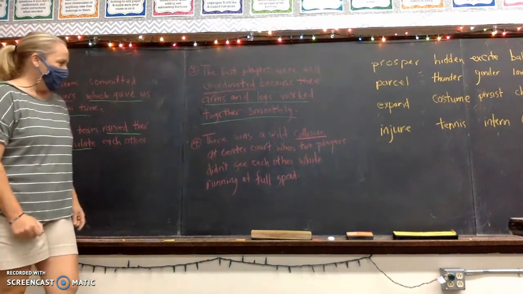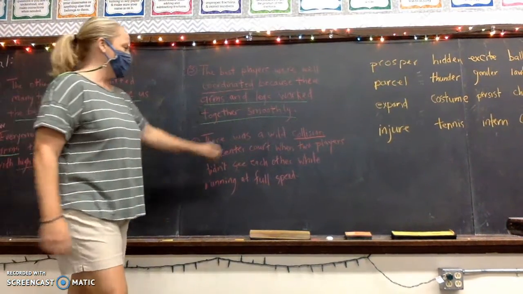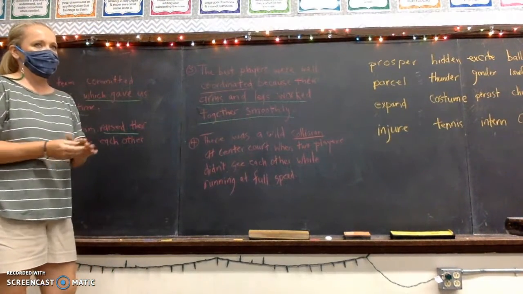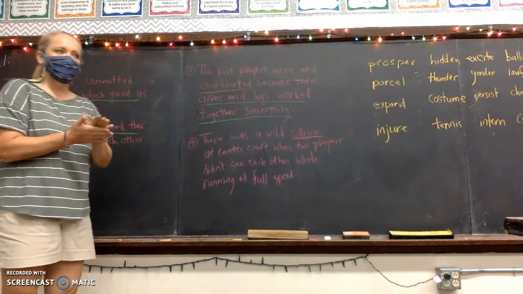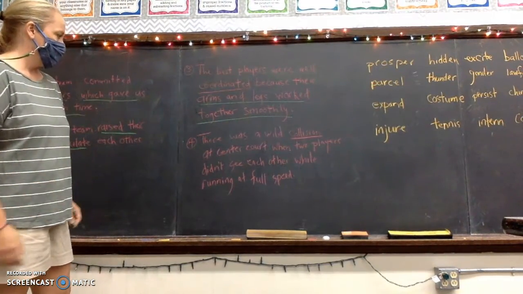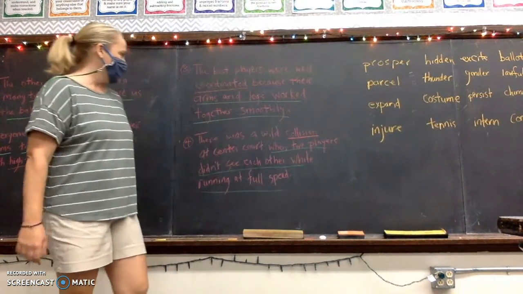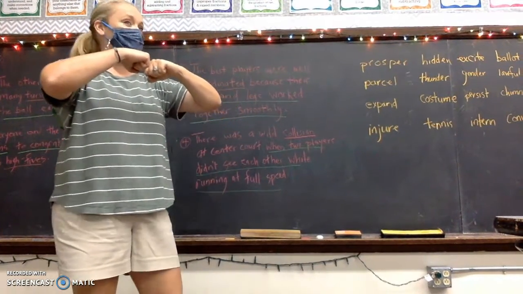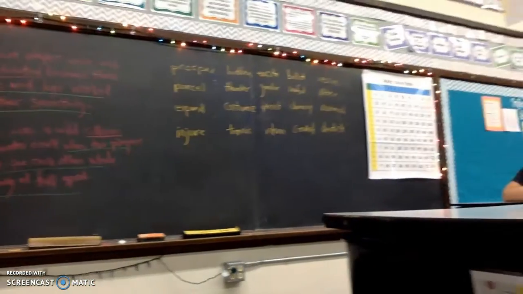Number 4, last one. There was a wild collision at center court when 2 players didn't see each other while running at full speed. Let's pretend I don't know the word collision. What words would help me understand what collision means? Peyton. Yep, kind of this whole thing. If I don't know what a collision is, I can kind of guess, if 2 players are running at each other at full speed and they don't notice, what's bound to happen. Okay, good. That is your quick mini lesson to remind you about context clues.